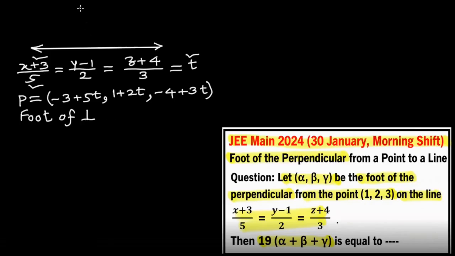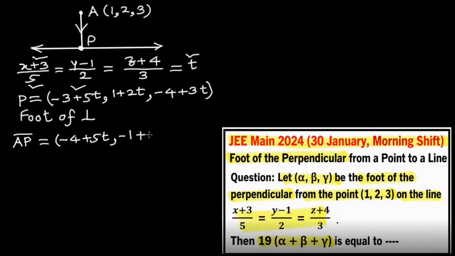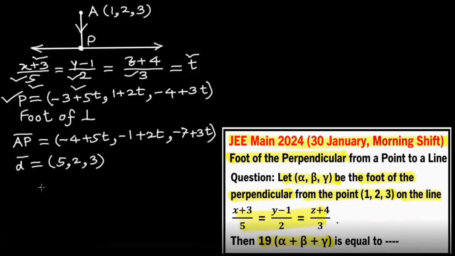Now the given external point is A (1, 2, 3). So vector AP, where P is the foot of the perpendicular, is (minus 3 plus 5t minus 1, minus 4 plus 5t etc., minus 1 plus 2t, minus 7 plus 3t). The direction vector of the line is d bar, (5, 2, 3). Since the foot of the perpendicular P lies on the line, we have vector AP perpendicular to d bar. Therefore, AP bar dot d bar is 0. This is the only equation we need.